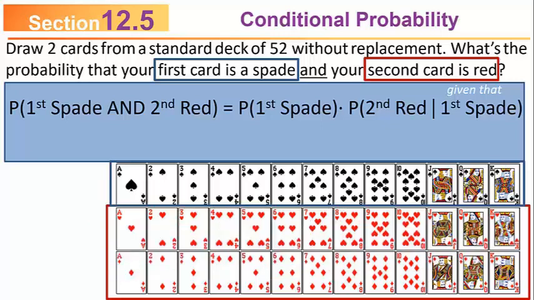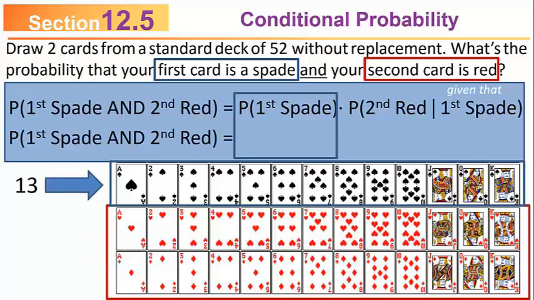And that should be easy enough to figure out. What is the probability that the first is a spade? Well, as we said, there are 13 spades in the deck, so the probability of drawing a spade on that first card is 13/52. Also keep in mind you could reduce 13/52 to 1/4 if you want to. Don't necessarily have to, but you can.